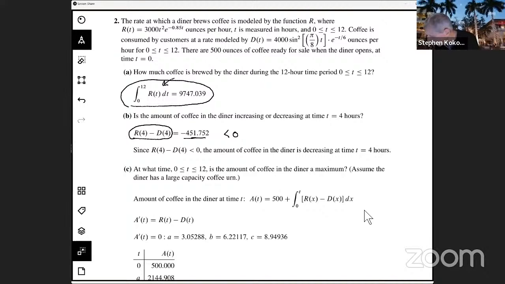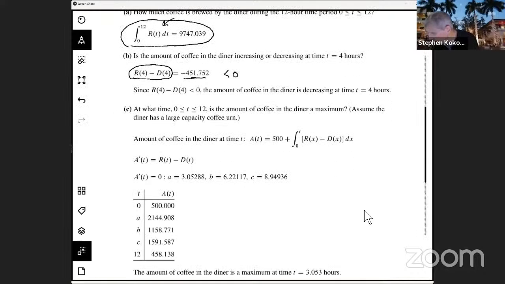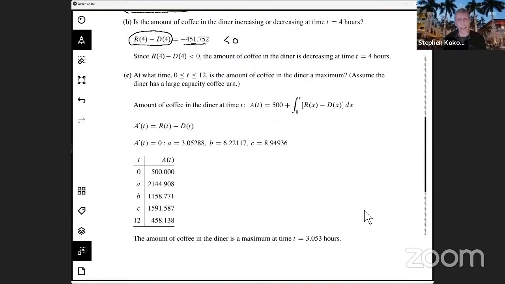Cool. All right, we'll get to the technology here in a minute. Let's look at C. Let me show you what I did with that one. We've seen a lot of problems like part C recently, and I actually solved these a little bit differently than what you might see on the scoring guidelines. I tend to solve these a little bit more explicitly. So this is asking at what time is the amount of coffee in the diner a maximum? I need to know this because I have to make sure that I have a big enough urn to hold all this coffee.